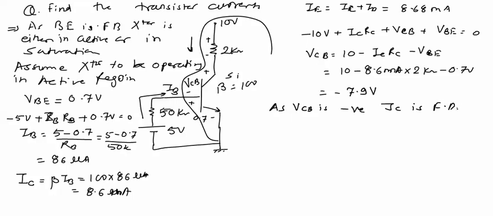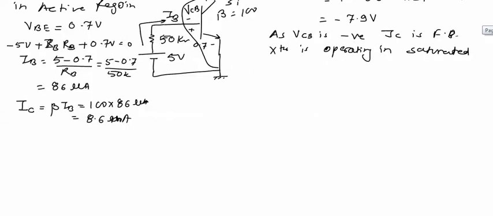As VCB is negative, JC is forward biased. If JC is forward biased, the transistor is operating in saturation. So all the values that we have calculated are incorrect. So now we will calculate all the values again for the transistor operating in saturation.